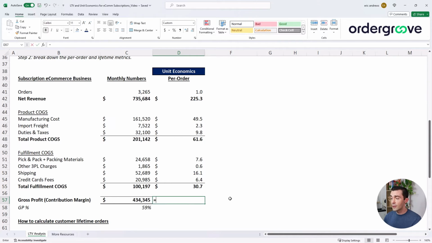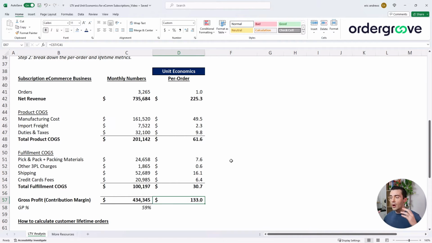Now finally, for your gross profit, you have your total gross profit divided by orders. This means that we make $133 of gross profit, aka contribution margin, on a single order, and a customer pays $225 for that order.